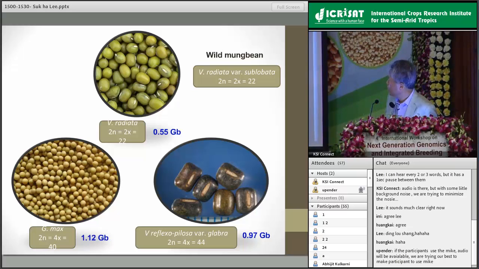And also, within the Vigna species, you can see Vigna reflexo-pilosa. The chromosome number is 44, and the genome size is 0.97 gigabase. So this Vigna reflexo-pilosa is a duplicated form of Vigna radiata. If we compare the genome sequences across these three plant species, we can understand the genome duplication. In addition to Vigna radiata, we have sequenced the wild mungbean, Vigna radiata sublobata, to understand the domestication history of the mungbean crop.